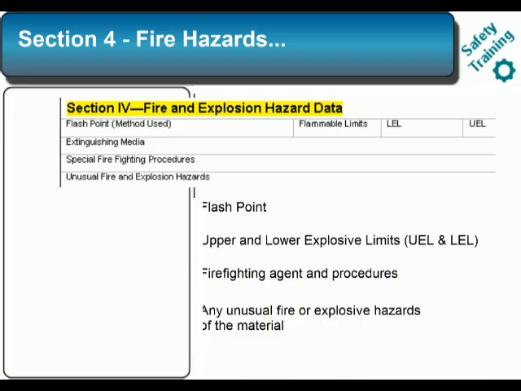Section 4 gives you information about possible fire or explosion hazards associated with the product. Information includes the temperature at which the material may catch fire, or flash point, the concentration in air that could cause an explosion, what firefighting agents can be used and procedures for fighting fires involving the product, and any unusual fire or explosive hazards of the material.